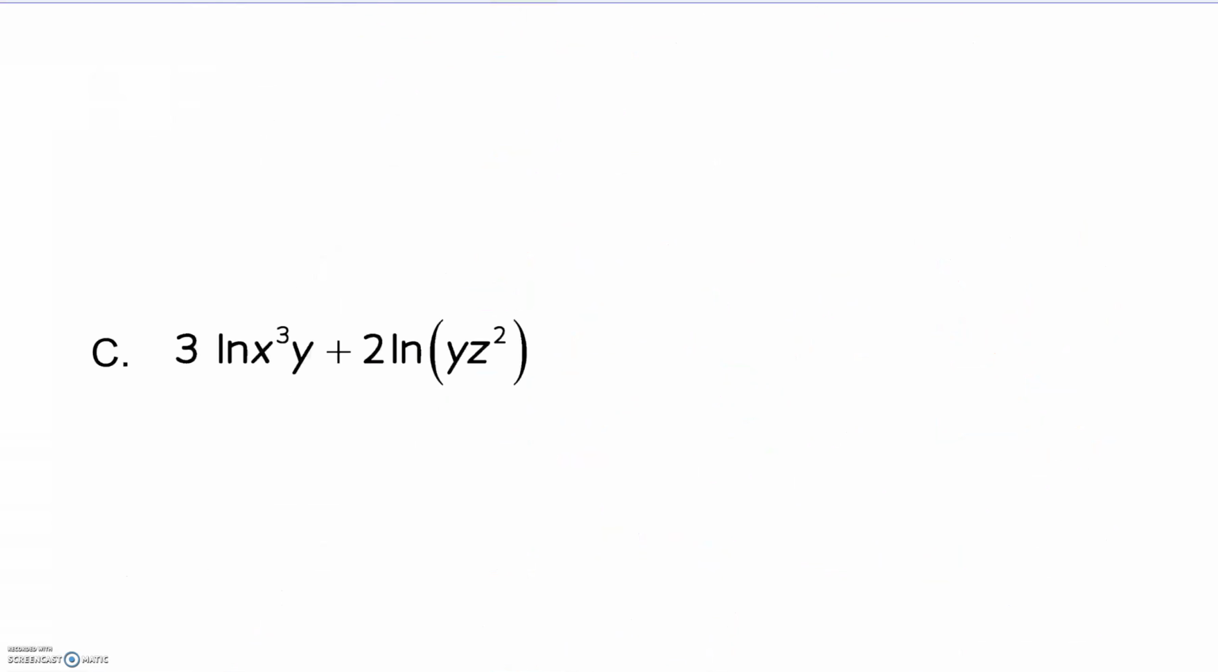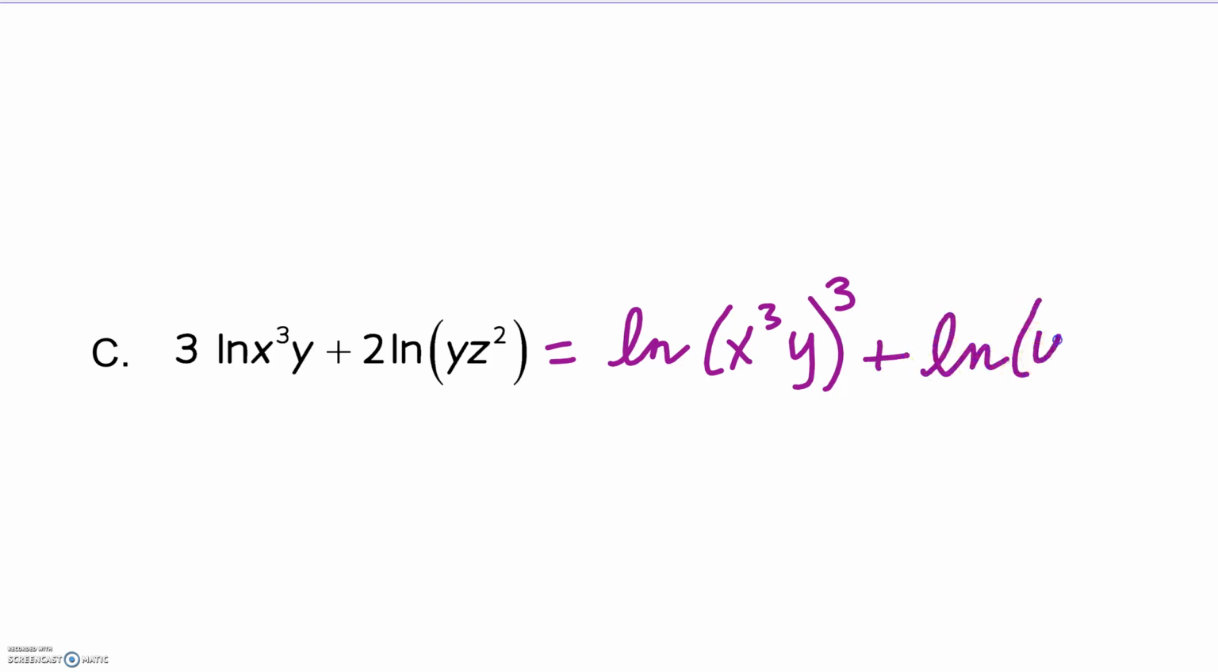Let's go down to C, which is a lot more complicated, as you can tell here. So again, we just want to combine this all into a single logarithm. So I'm going to, first of all, take care of these coefficients and use the power property to make those into exponents. Notice that that coefficient will apply to both the x cubed and to the y. So it'll be the natural log of x cubed y cubed plus the natural log of yz squared squared.